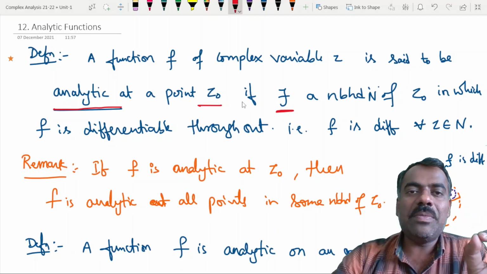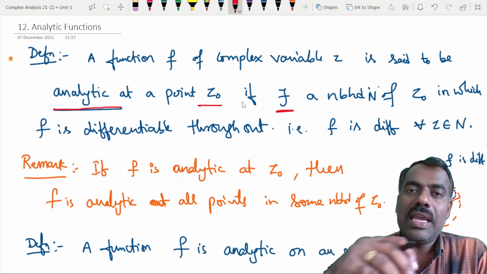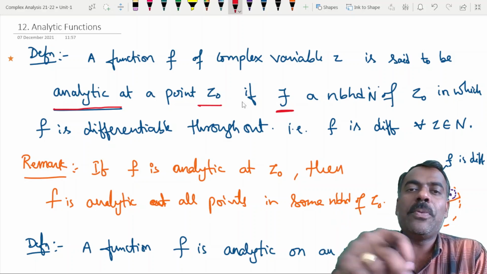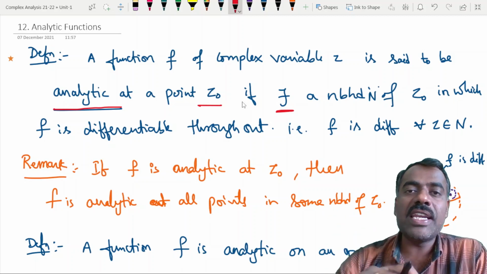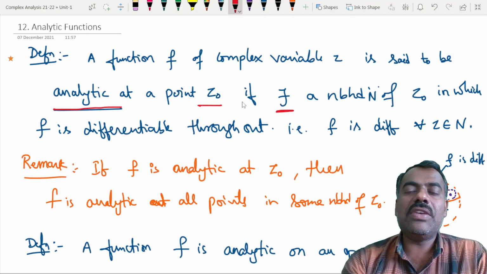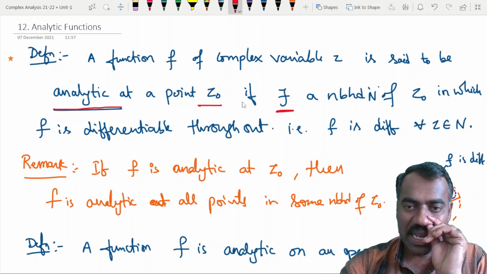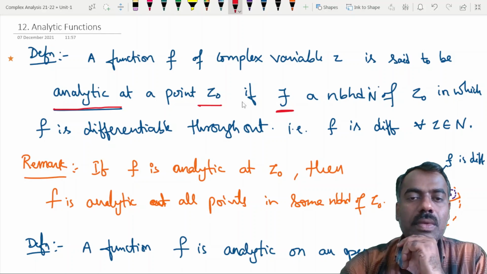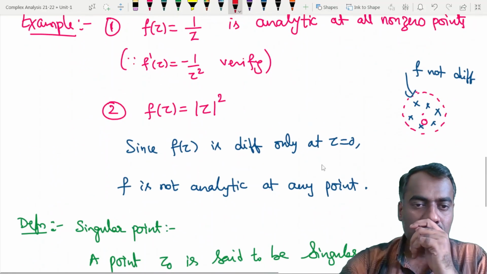F is analytic means at least you can find some neighborhood, and inside that neighborhood, every point is differentiable. Now, what is meant by saying f is not analytic? Give me any neighborhood, I can give one point in that neighborhood where f is not differentiable. Is that clear? Okay. Fine.